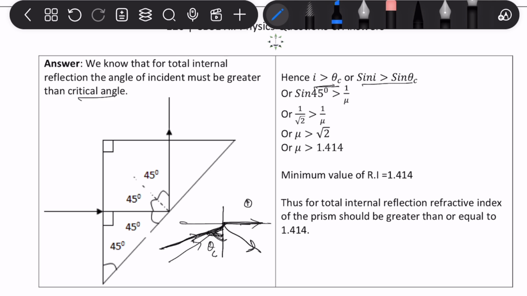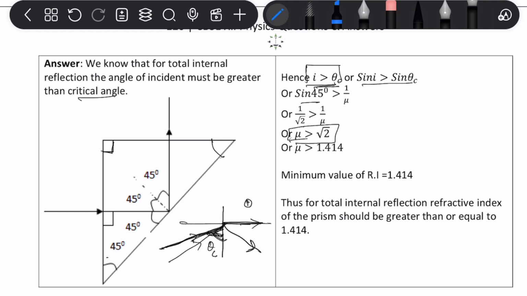In an isosceles right triangle, one of the angles is 90 degrees, so the other two angles are 45 degrees each. So the angle of incidence should be more than theta c. This is the condition of total internal reflection. Sine increases as the angle increases. So sin i is greater than sin theta c. So sin 45 degrees is greater than 1 by mu. Sin 45 is 1 by root 2, which is greater than 1 by mu. So mu should be greater than root 2. Root 2 value is 1.414.